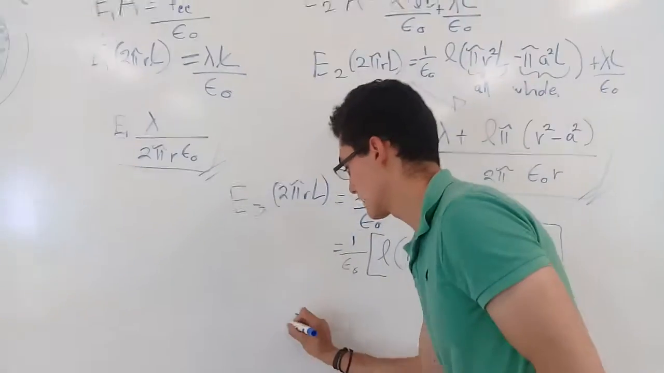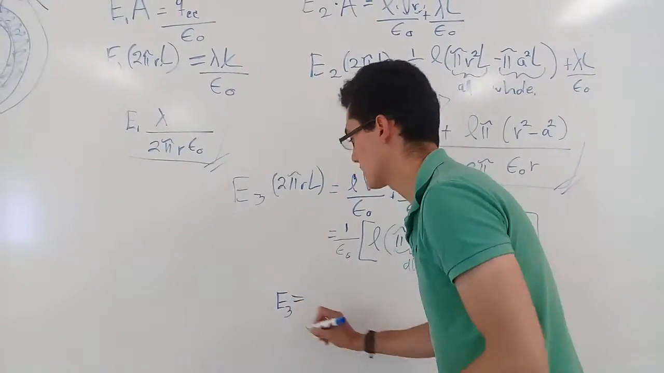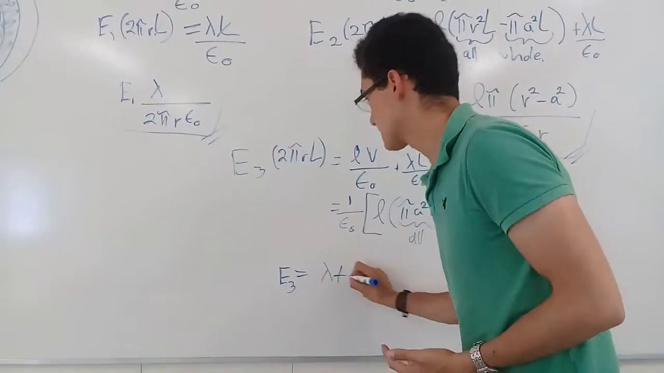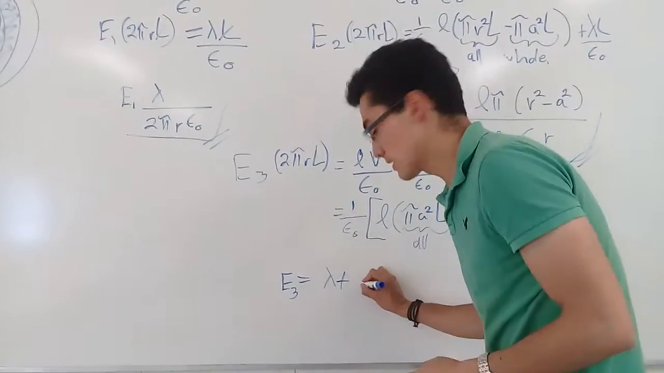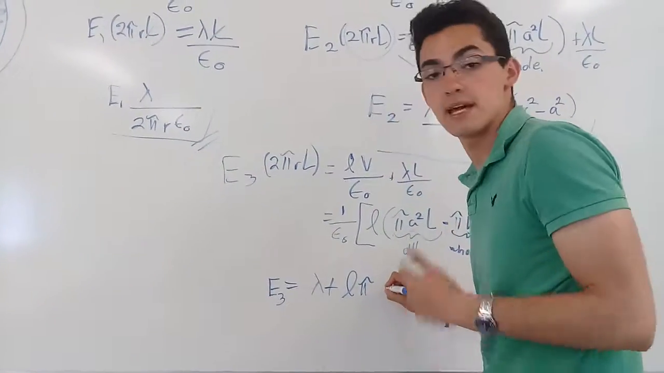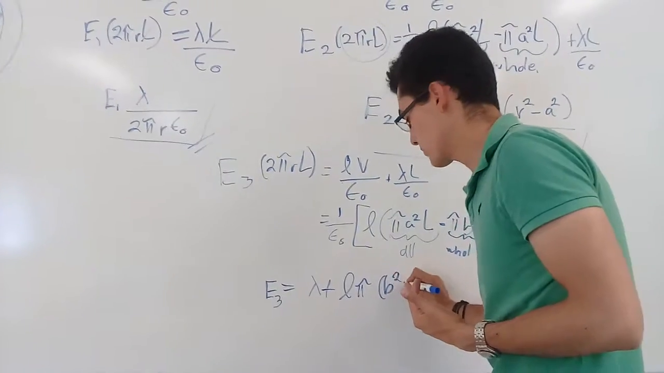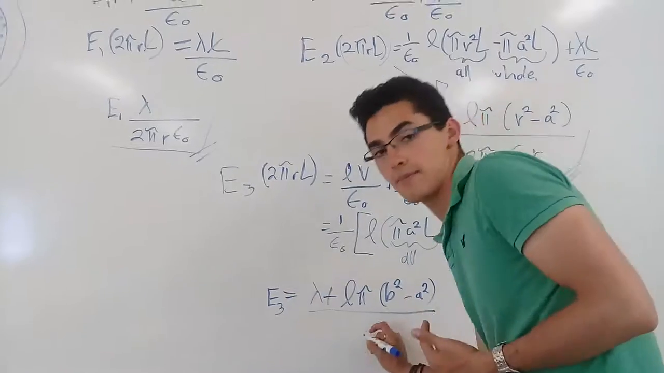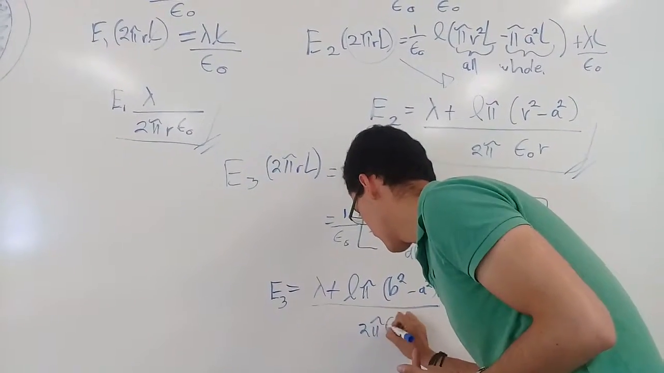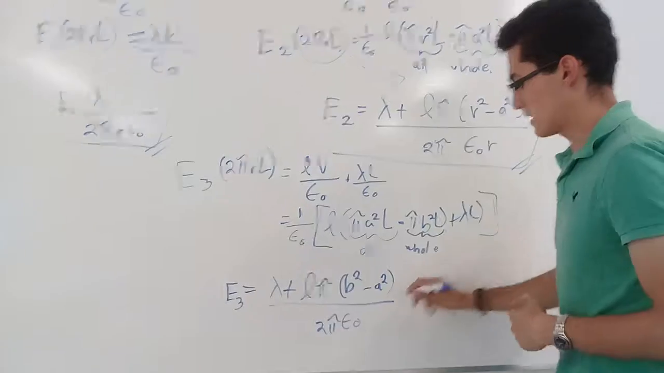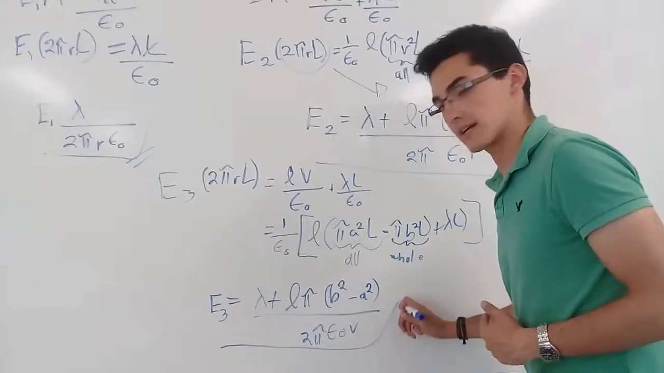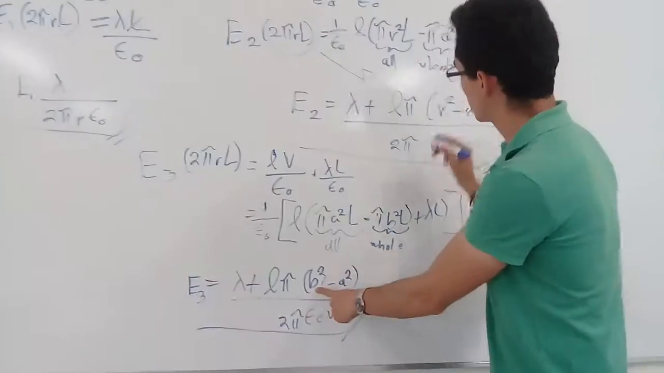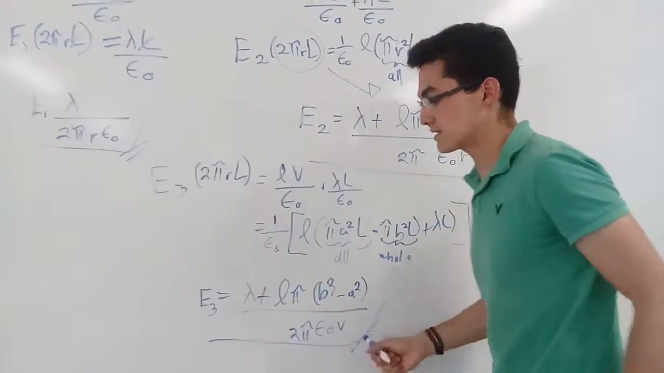And to obtain the final value of the electric field, we will say that it's lambda plus our density times pi b squared minus a squared divided by 2 pi times our constant times r. That is almost exactly the same as this part, but we are changing r for b. And this is how we solve this problem.